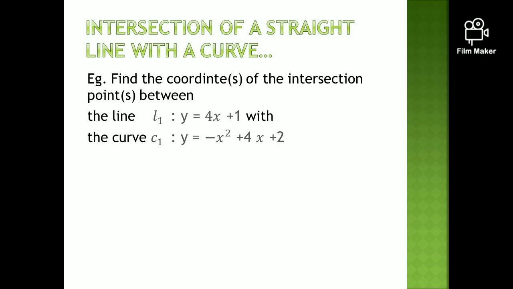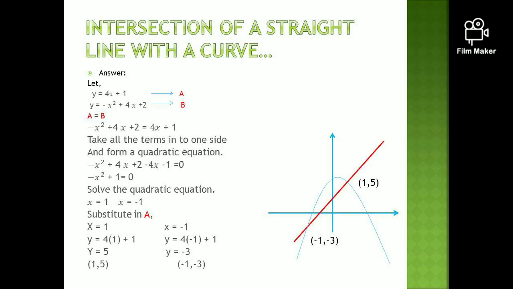Let's try to find the intersection between the straight line y equals 4x plus 1 and the curve y equals minus x squared plus 4x plus 2. We can use the same method. We'll label the equation y equals 4x plus 1 as equation A and y equals minus x squared plus 4x plus 2 as equation B, and we can solve them as simultaneous equations.